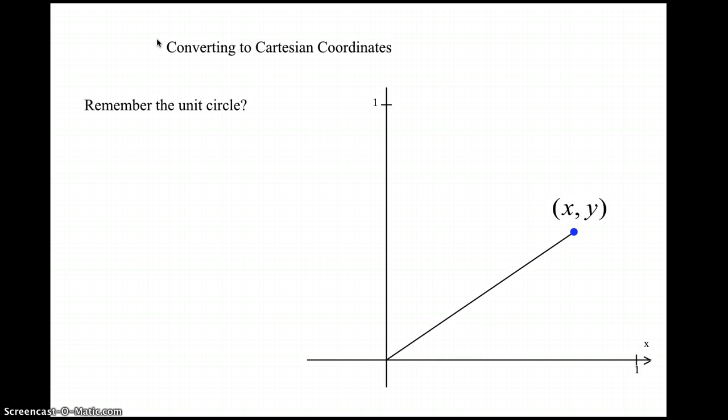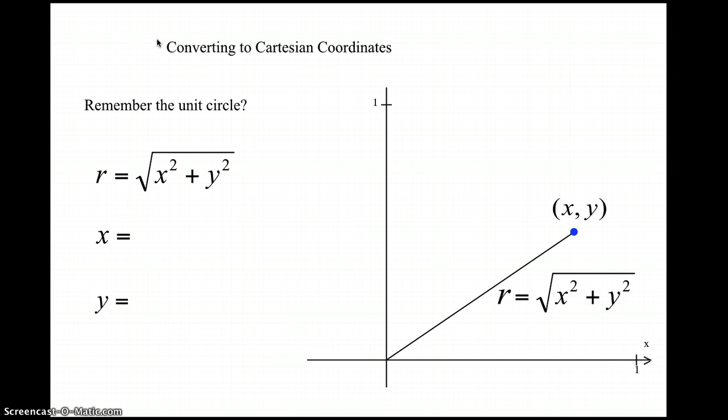How to convert to Cartesian coordinates. Remember the unit circle? The radius at any given point is given by r squared equals x squared plus y squared. That's the distance formula. The x-coordinate for the unit circle is r cosine theta, and the y-coordinate is r sine theta. These three equations can be used to convert Cartesian to polar or polar to Cartesian.